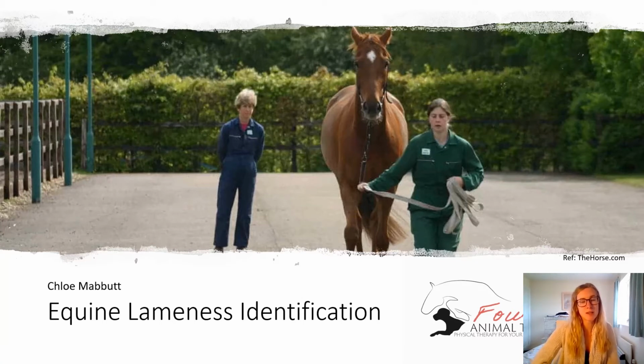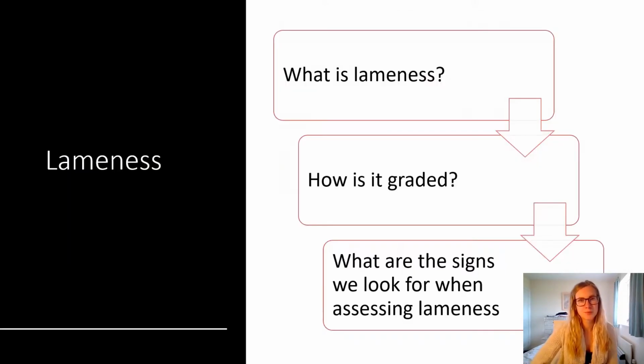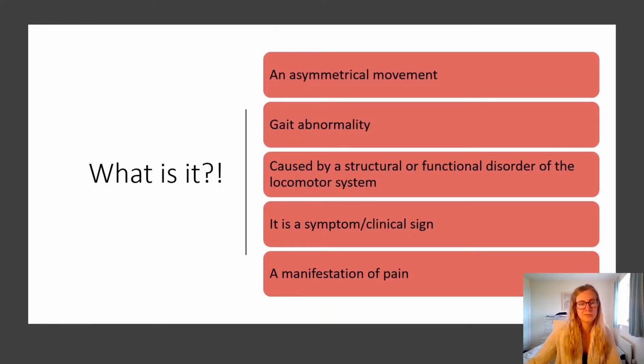This webinar is going to be on equine lameness identification. This is a two-part series, and I've also done one on canine lameness identification. So if you're interested in that as well, then go and check that one out too. Basically, just like the canine one, I'm going to go through what is lameness, how it is graded, and therefore that sort of applies to what the vets do, and also what are the signs we look for when assessing lameness. And this is where I'm going to talk about obviously the things that you guys can look for with your own horses. So first off, what is lameness?